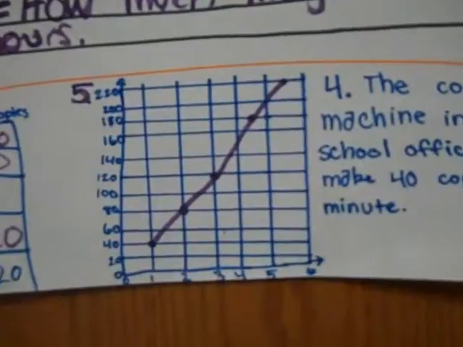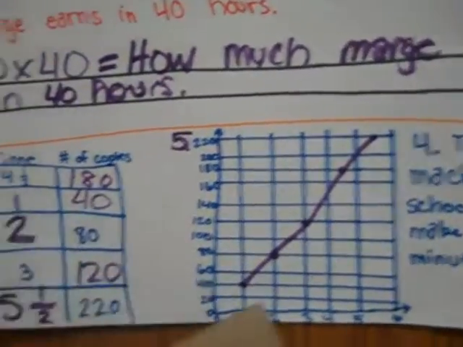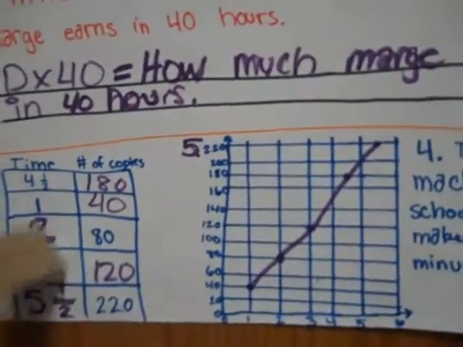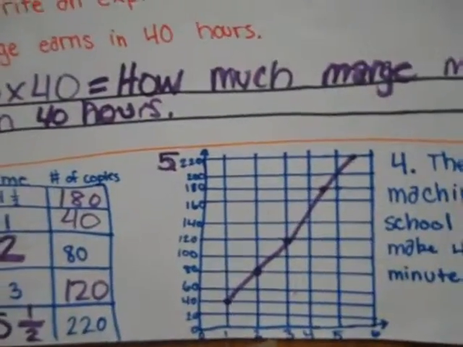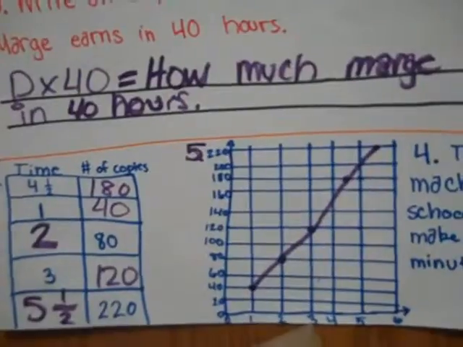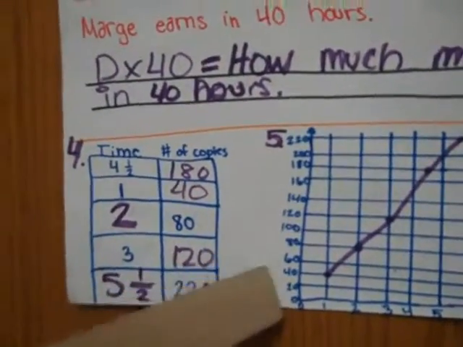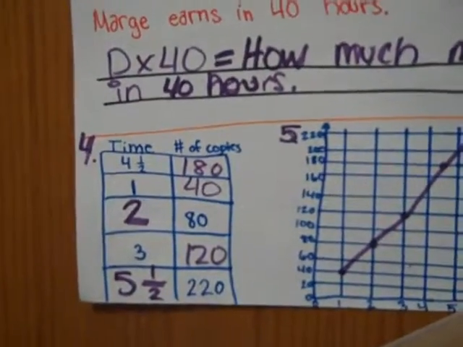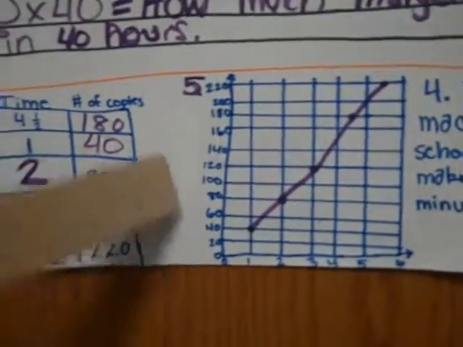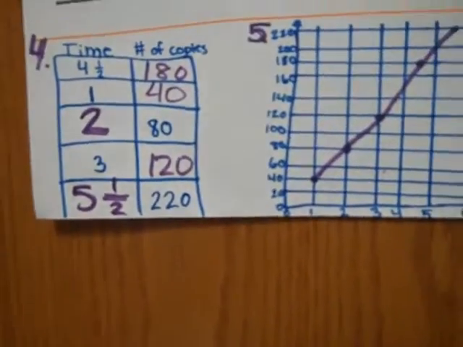Now we have to fill out the chart using our answers. So what we did is for 1, 40, we went over 1 and up 40 and put a dot. And then for 2, 80, we went over 2 and up 80 and put a dot. 3, 120, over 3, up to 120 and put a dot. 5½, 220, over 5½, up to 220, and then 4½, 180, over 4½, up 180, and then we connected the dots.